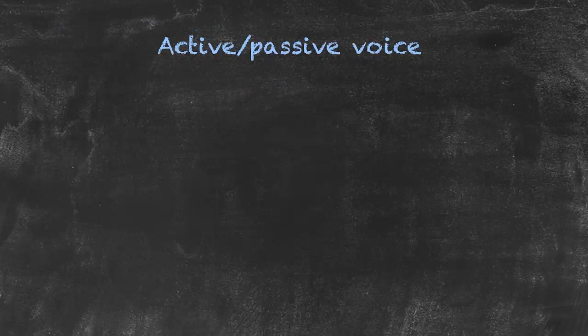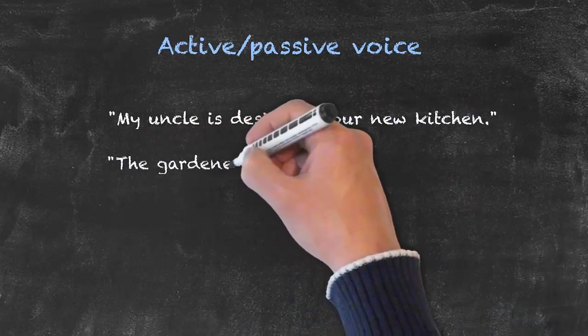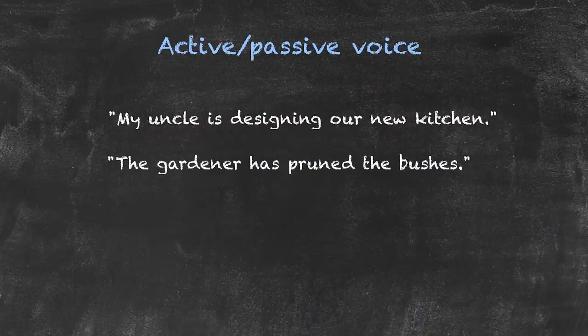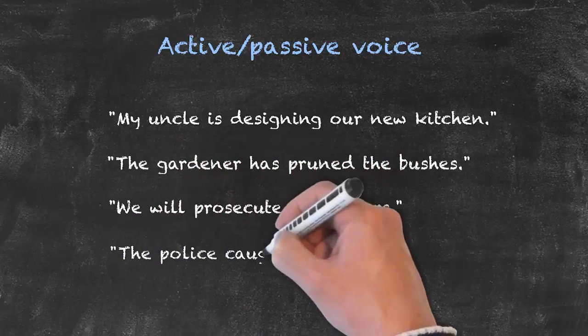Let's look at 4 more sentences in various tenses. We've got, my uncle is designing our new kitchen, the gardener has pruned the bushes, we will prosecute trespassers, and the police caught the thief last night.